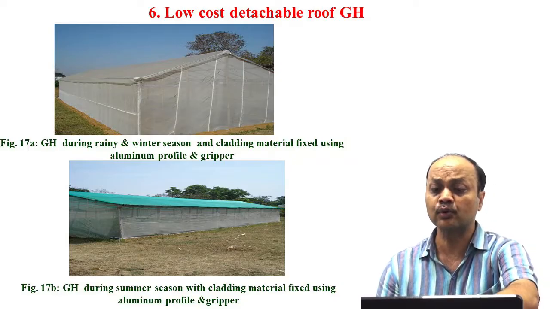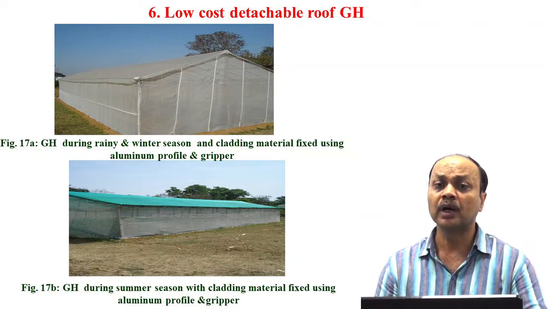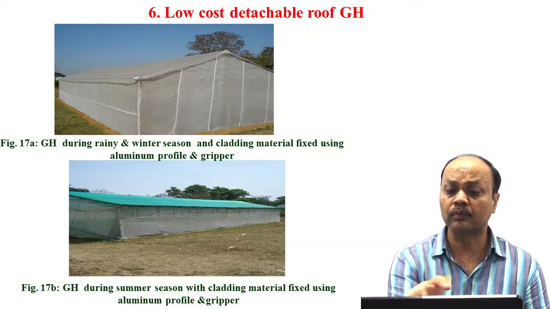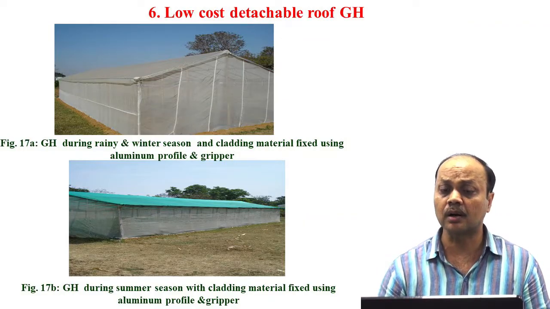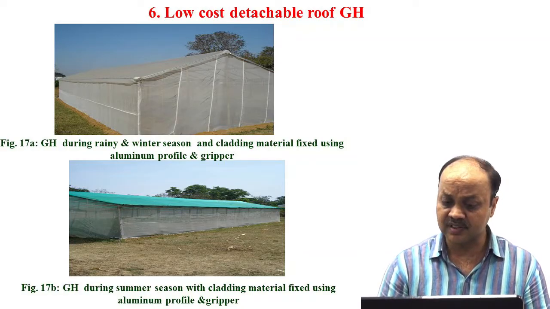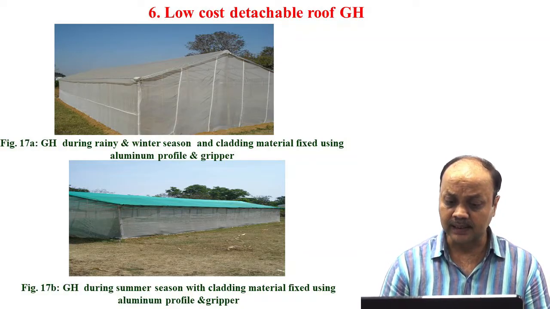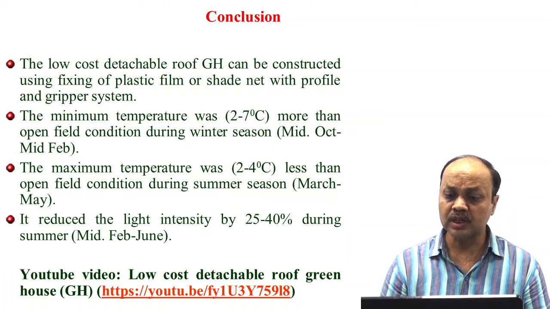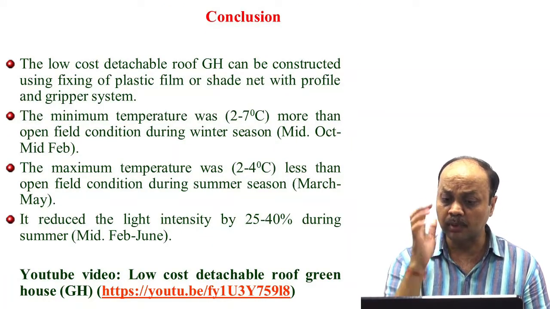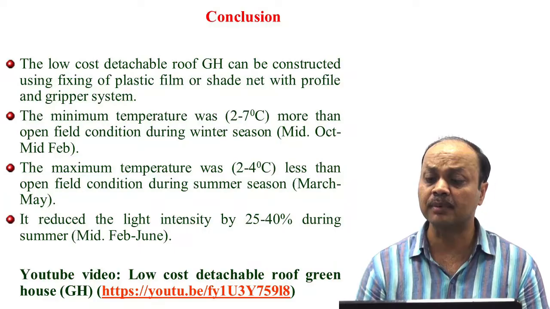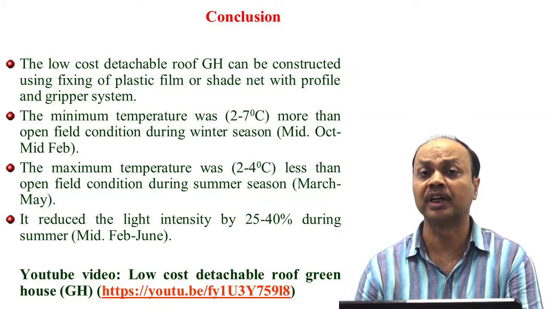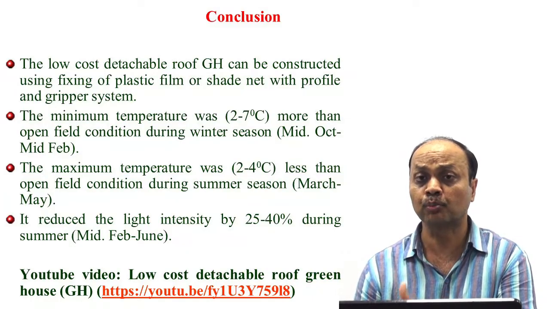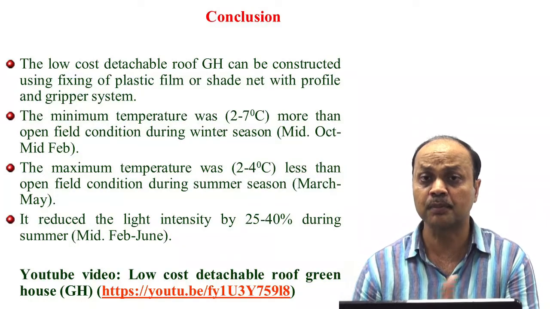So during winter and during rainy season, the plastic film will be there on top, and when the summer comes, we will remove that film and fix the shade net material. Okay, so what is the conclusion? You can see that the minimum temperature inside the structure was 2 to 7 degrees more than the open field during winter. As I told, the poly house is much better. Greenhouse, your poly house or greenhouse or glass house is much better.